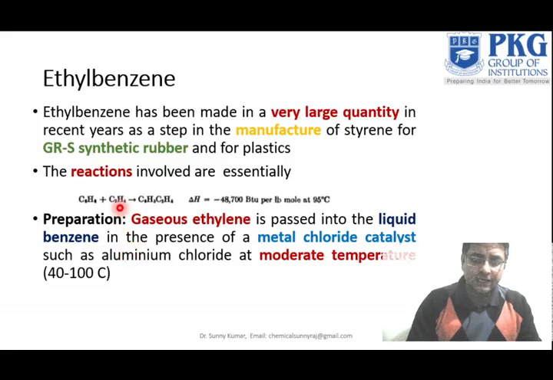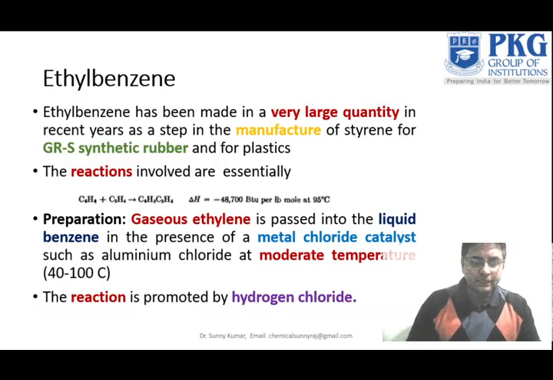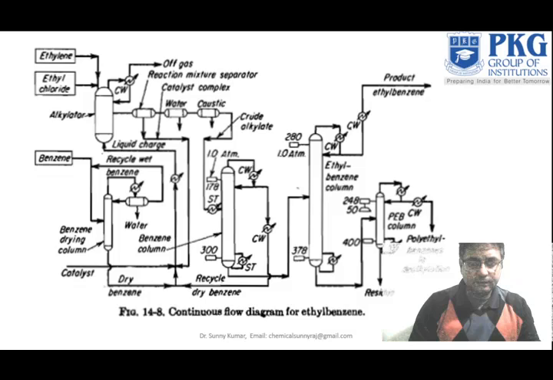So we pass ethylene gas into the liquid benzene in the presence of a metal chloride catalyst such as aluminum chloride, at moderate temperature, 40 to 100 degrees centigrade. The reaction is promoted by hydrogen chloride.